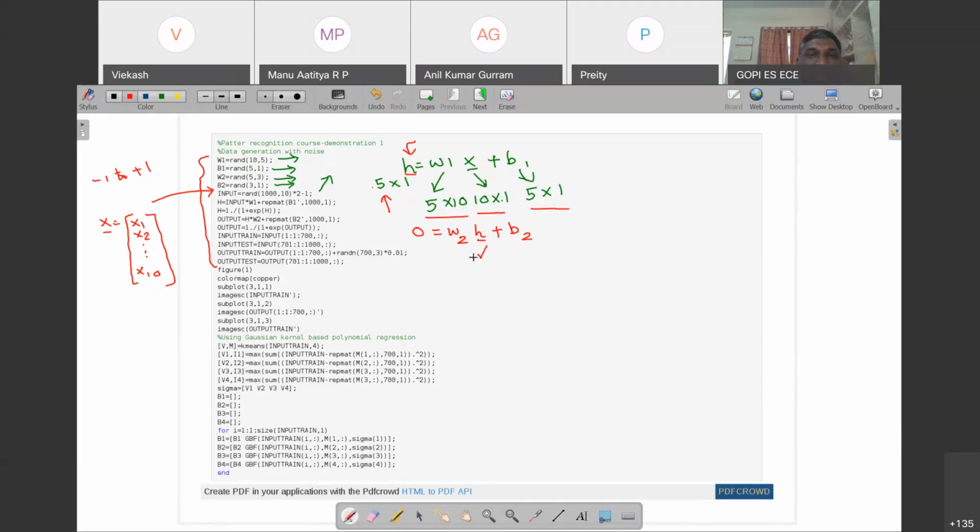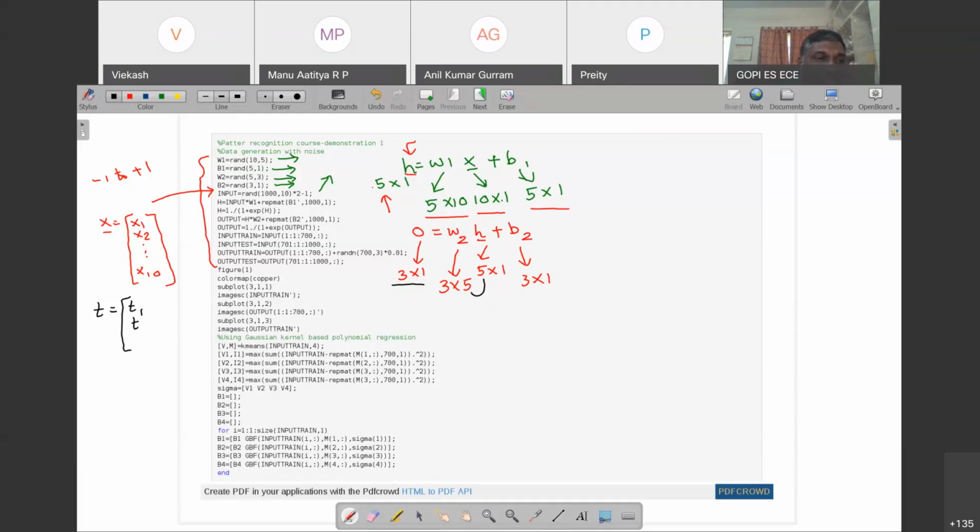Here we have H as 5 cross 1, and your W2 is chosen as 3 cross 5, right? And your bias is chosen as 3 cross 1, and you are getting this output as 3 cross 1, right? So it should satisfy that dimension, so it should be like this. 3 cross 1. What it means is that the target vector in this case is not a scalar, it is a vector here.